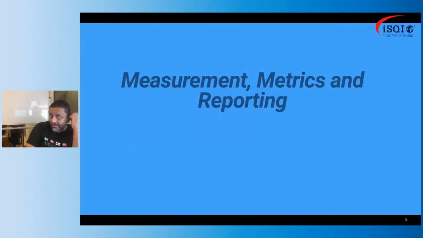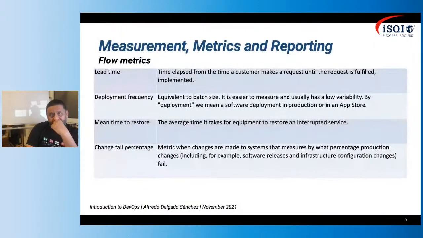Okay, and to finalize my presentation, let's speak about measurement, metrics, and reporting. As we say, if we want to do something better, we need to measure it.